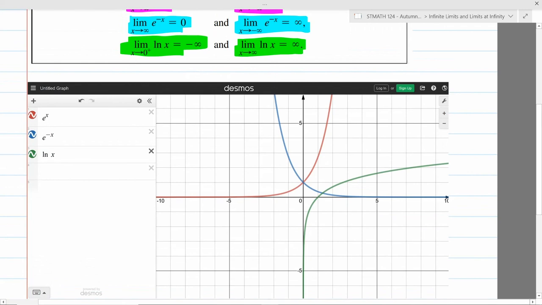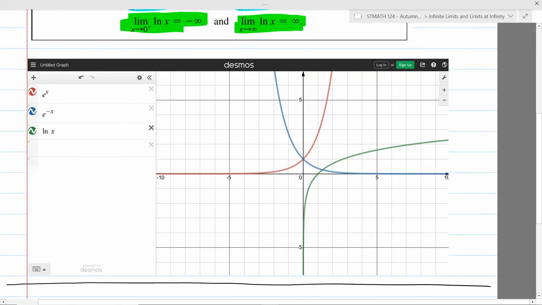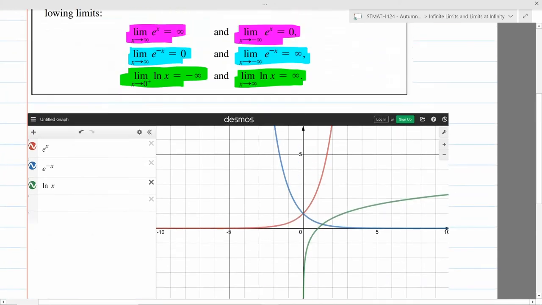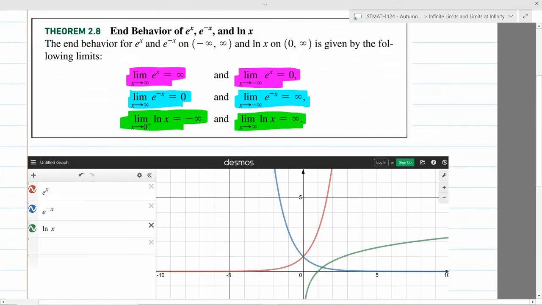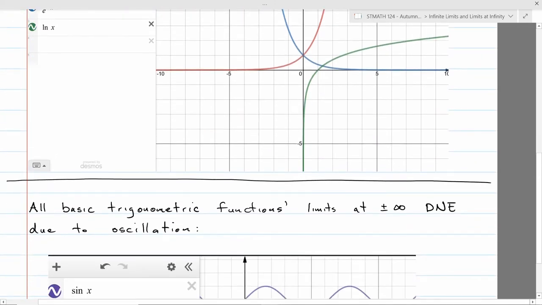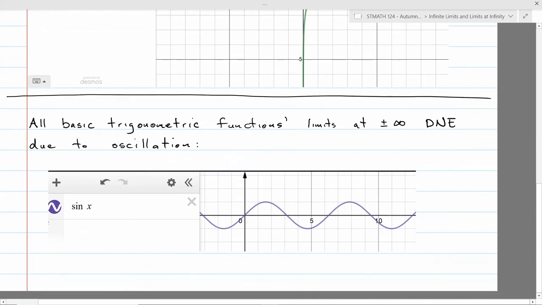So as you go out to the right on the green graph, it doesn't really look like it's going to infinity, but it does. It just does it super slow. That green graph will reach any height you want it to reach eventually. It'll just take a doggone long time to do it. So those are another few of these atomic level facts that we use to evaluate limits. And when you get to thinking about limits at plus or minus infinity for trigonometric functions, none of them exist.